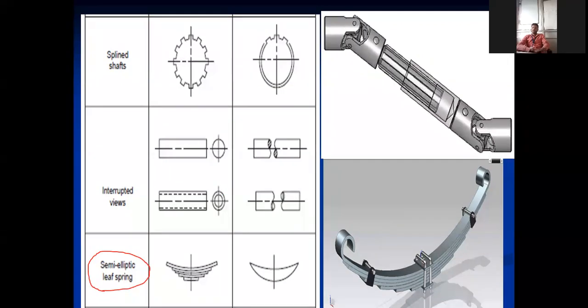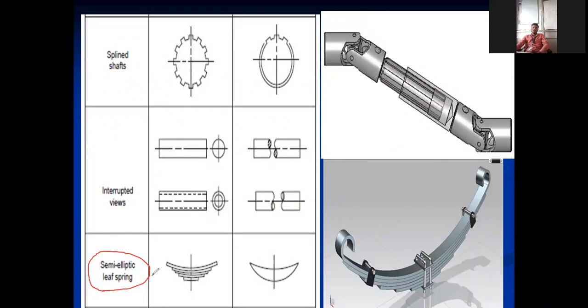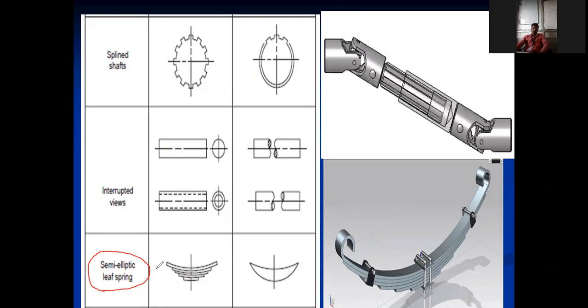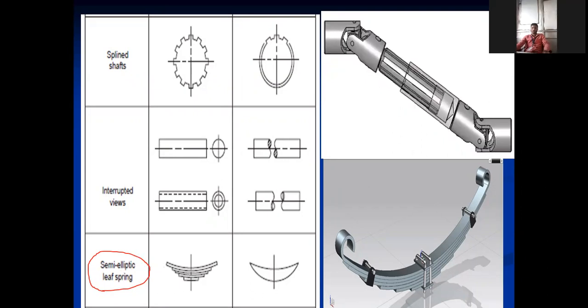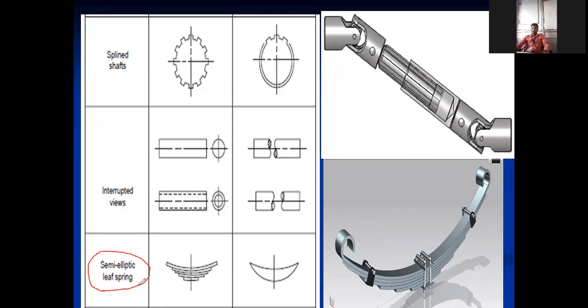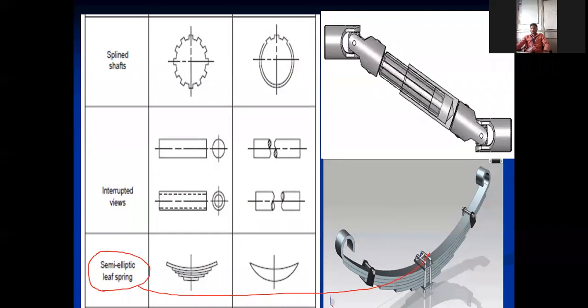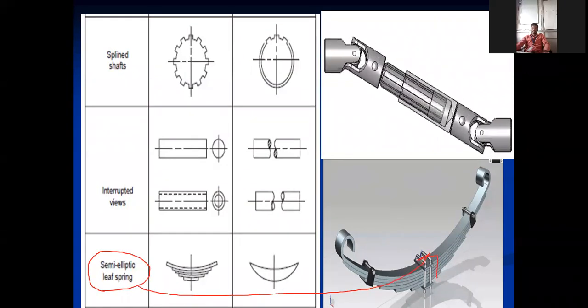Very, very common component in mechanical engineering. Elliptical leaf spring or just leaf spring, meanwhile we will say leaf spring. Have you observed this component in your practical life? This one. Yes, sir.